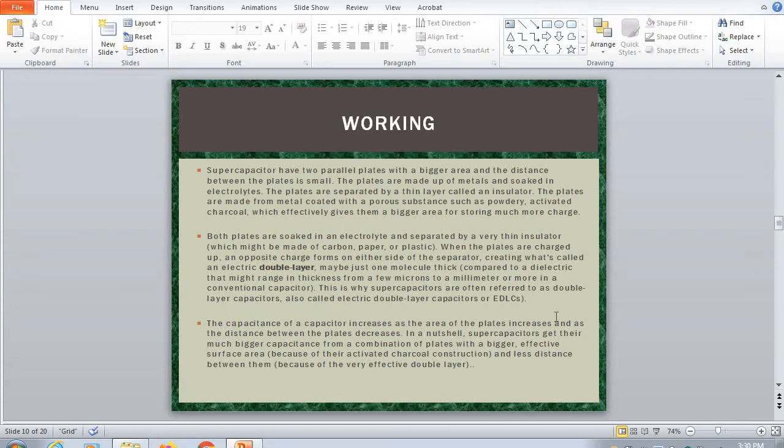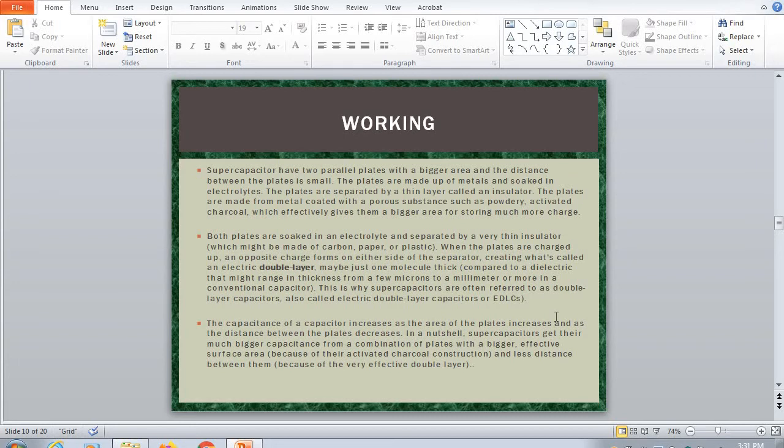Both plates are soaked in an electrolyte separated by a thin insulator layer which is made up of carbon, paper or plastic. When plates are charged up, an opposite charge forms on either side of the separator, creating what's called an electric double layer. This is why supercapacitors are often referred to as double-layer capacitors or electric double-layer capacitors. The capacitance of a capacitor increases as the area of the plates increases and the distance between them decreases.